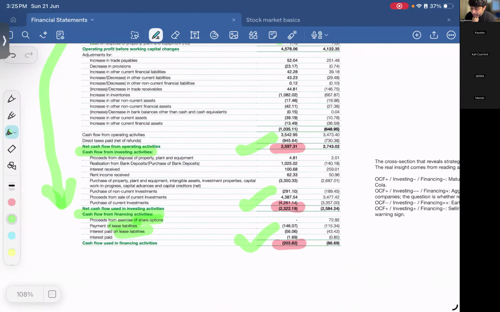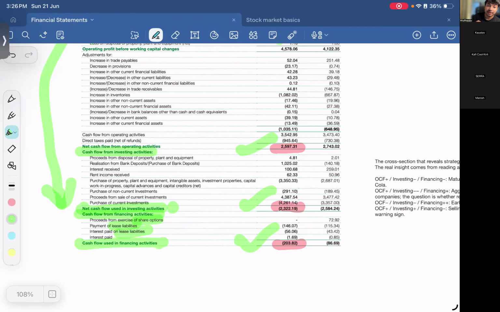What are these numbers? The first one is the net cash flow from operating activities. So from your operations, how much cash flow are you able to generate? It's positive 2,600 crores for DMart. The second is net cash flow from investing activities, and the third is this. So I'm talking about this and this. So cash flow in investing activities is negative 2,300.